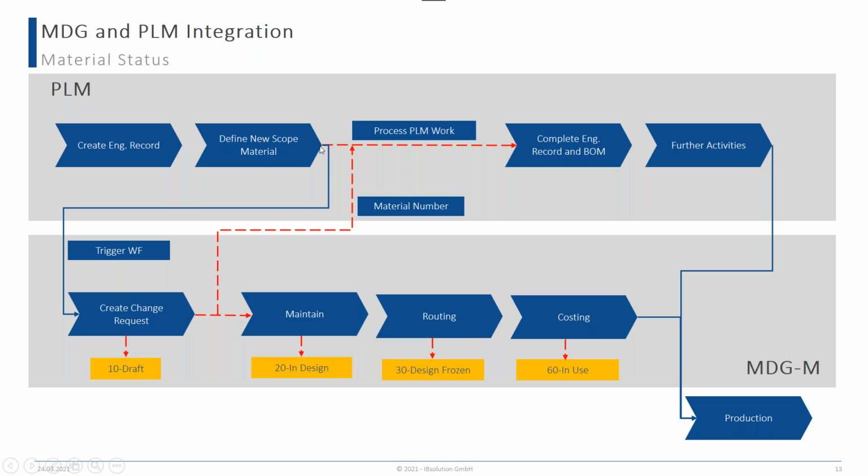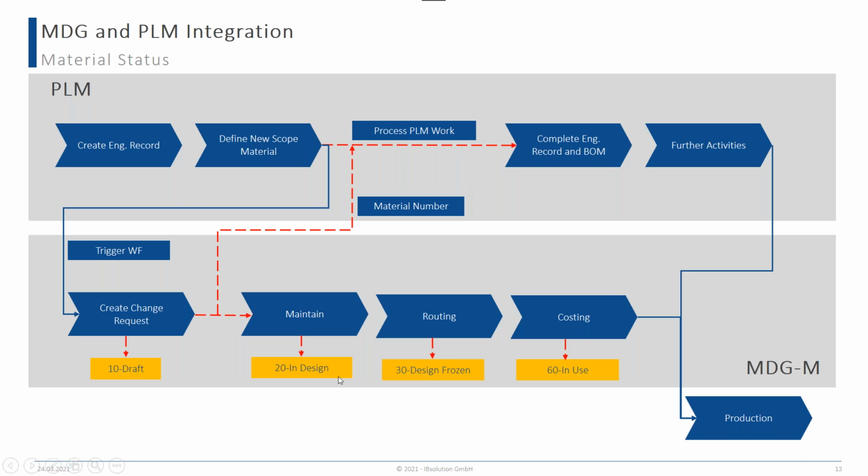After defining the new product or the scope, we are going to trigger the workflow in MDG. We have a material number generated. But at the time we have a change request for the material in the MDG, we will assign a status of 10. What is this status? This status defines how ready this material is, or in which processes it can be used.